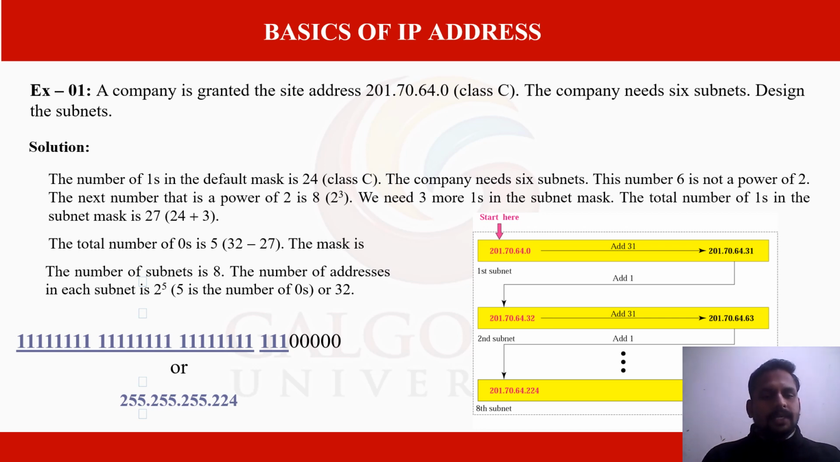In the next one you see the number of subnets is 8, then the number of addresses in each subnet is 2 power 5. 5 is the number of 0s, that means the rest of the terms after the subnet mask value, that is what we call the address range. So 2 power 5 is 32. For each and every subnet we can create 32 addresses. And you see the subnet mask is 255.255.255.224, because we are borrowing 3 bits from the last octet, so it gives the value of 224.